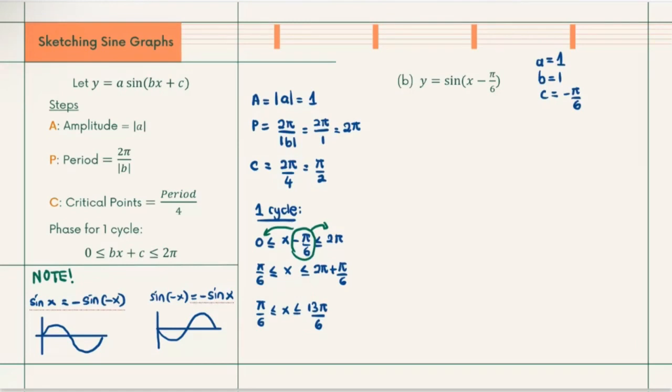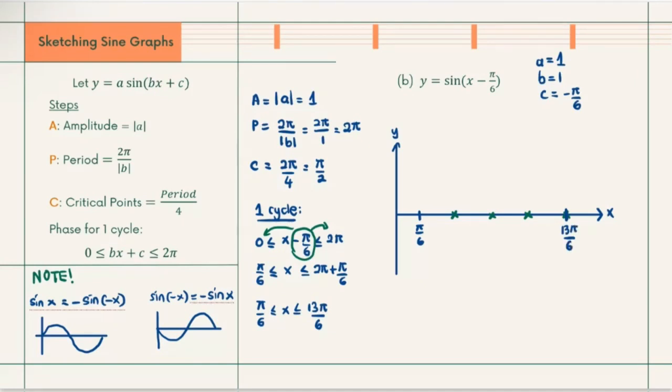Alright, so let's sketch our y-axis. This my x-axis. Okay, so let's say sini adalah kita punya pi over 6. Pi over 6 ni bersamaan dengan 30 degree. Okay, so sini pi over 6. And then saya ada 4 point. 1, 2, 3, 4. So ini adalah ending kita, which is 13 pi over 6.